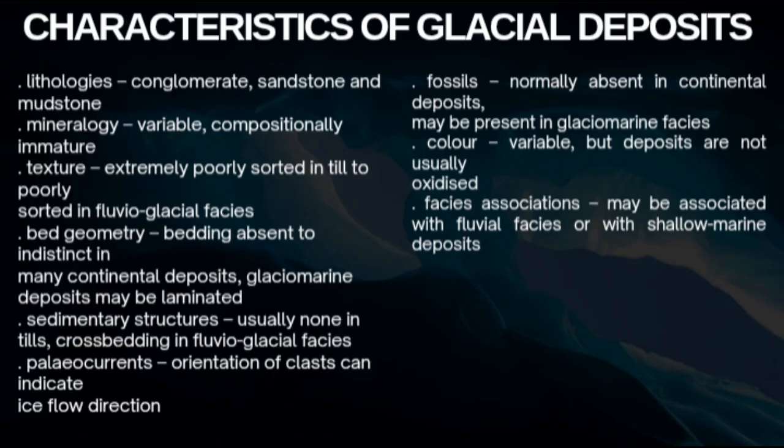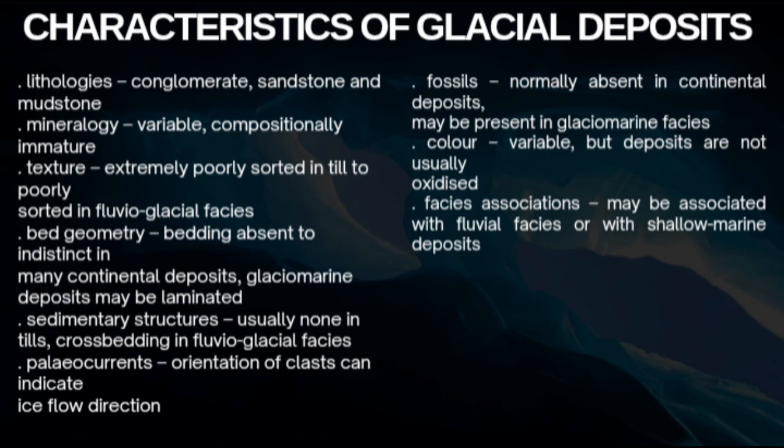The next one is the mineralogy. It is variable and compositionally immature. Because glaciers scrape across vast areas of land, they pick up whatever rocks and minerals are in their path. They do not selectively transport only durable minerals like rivers or waves do. As a result, the mineral mix is variable and compositionally immature. This means the deposits contain a mix of chemically unstable minerals that easily weather, along with stable minerals. There hasn't been enough natural processing to separate and break down the weaker minerals.